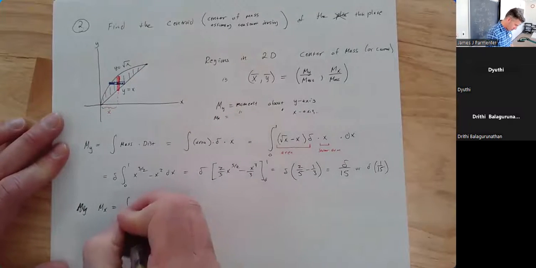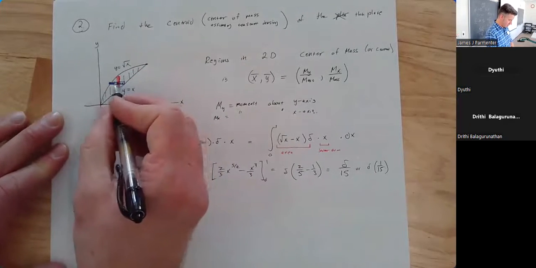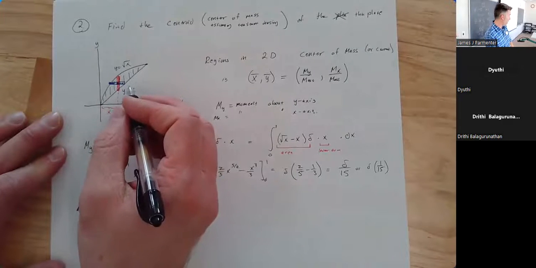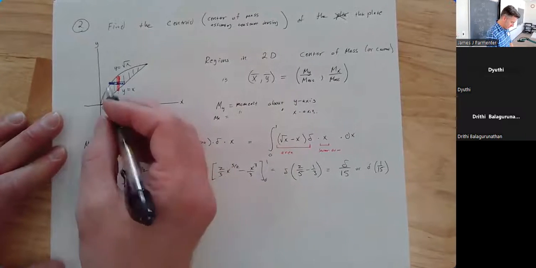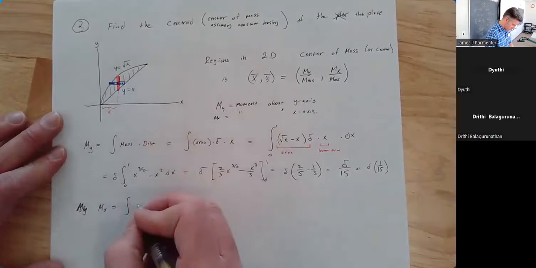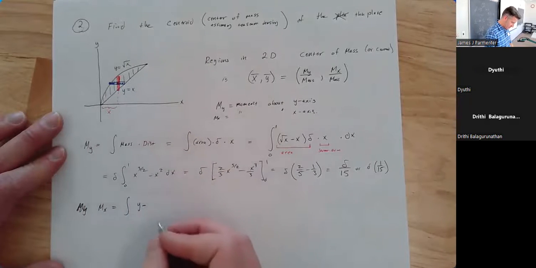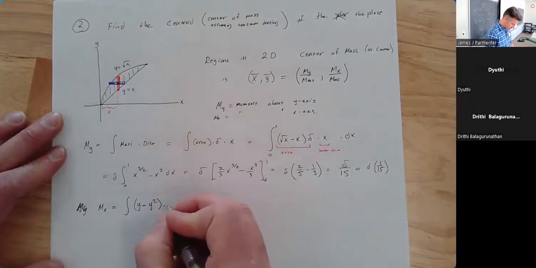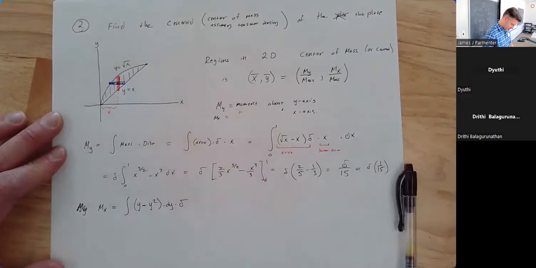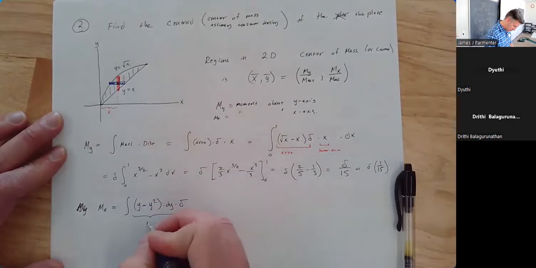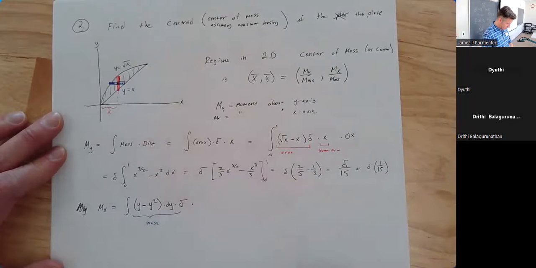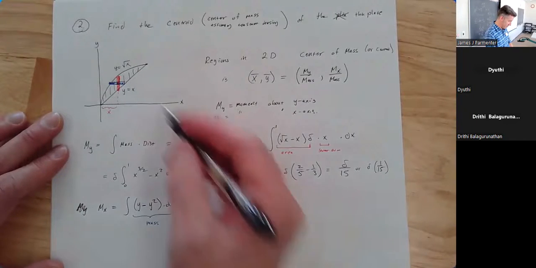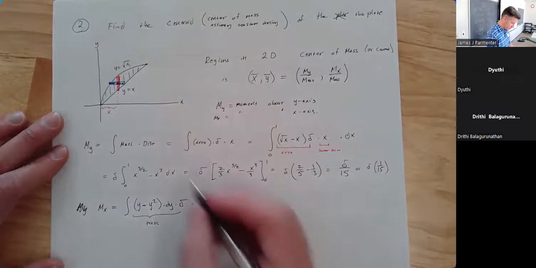The mass of that strip is just its length, but now I'm doing things in terms of y. So I'm going to say the length is x equals y minus x equals y squared, times the thickness times the density. So there's the mass of my strip. I'm going to multiply that by how far it is to the axis I'm going around, which is now the x-axis. So that distance is going to be y.